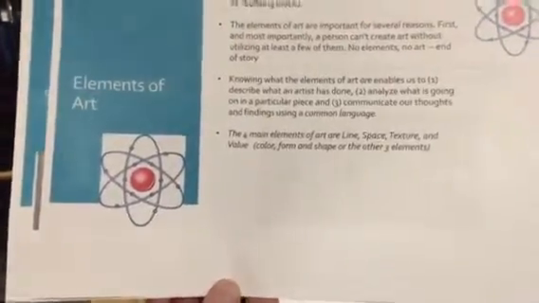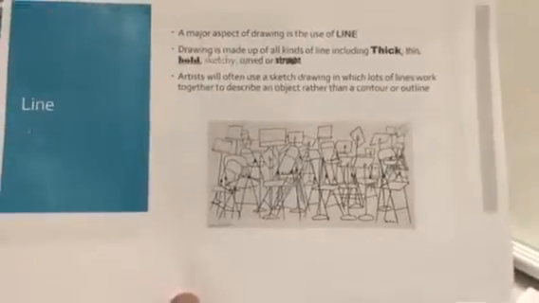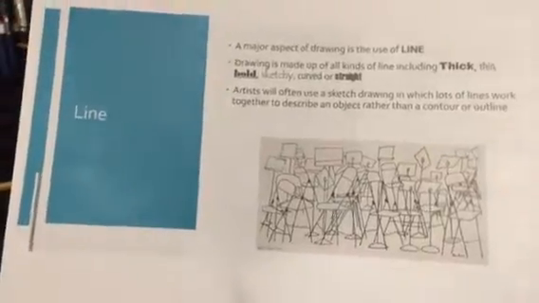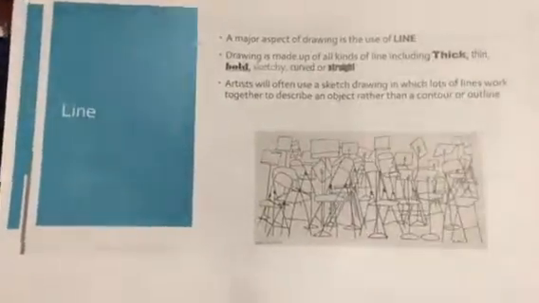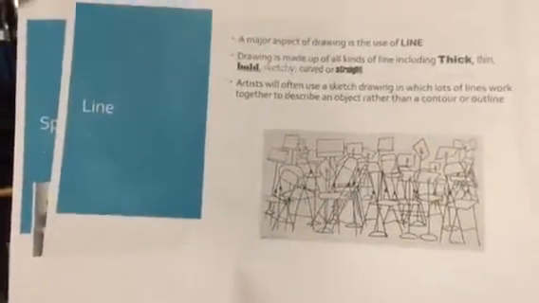Color, form, and shape are the other three lesser elements. Don't feel bad for them. They're still there. Line is a major aspect of drawing. It's made up of all kinds of lines, including thick, thin, bold, sketchy, curved, or straight. Artists will often use a sketch drawing in which lots of lines work together to describe an object rather than a contour or an outline. So you can see these are just straight lines, not necessarily contours, but lots and lots of lines here.